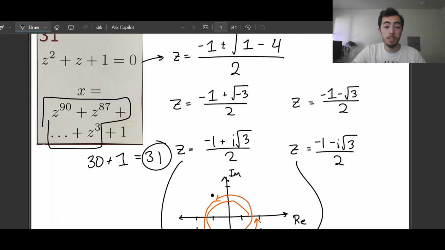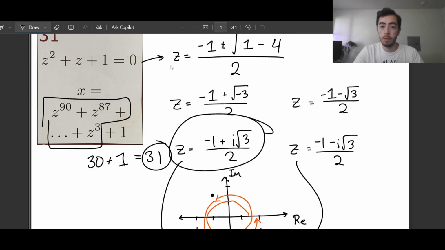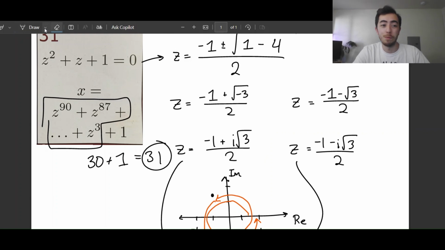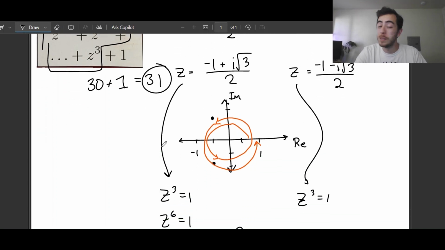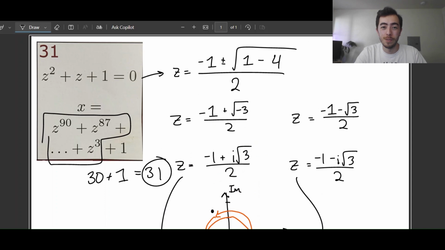So if you want to do it on your own, you could totally try expanding this out, multiplying all three things. You are going to get the number 1. And I just didn't feel like doing all of that complex number arithmetic because that felt a little tedious. But ultimately, the answer is 31 for today.